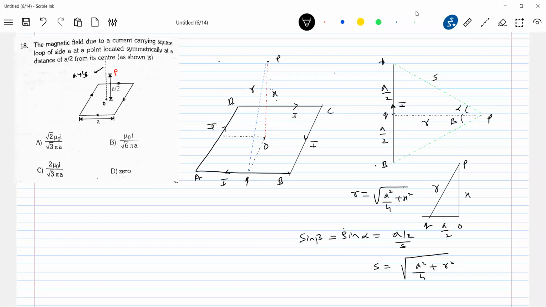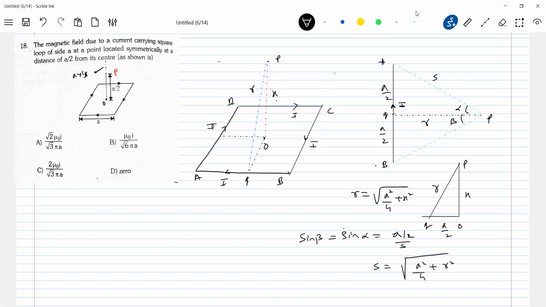So substitute now the value of r square here, from here. So you'll get S. When you substitute the value of S, you are going to get the value of sine alpha, sine beta. Then what we get is the magnetic field due to wire AB. Four times that is the magnetic field, but it's asking for the net field. How should this field be directed?